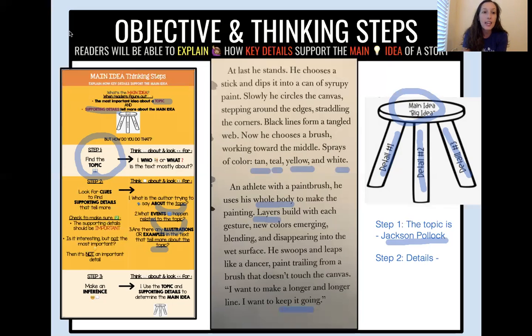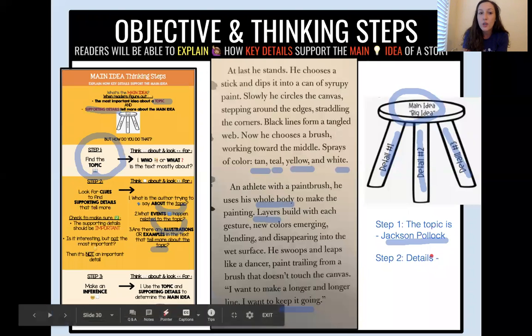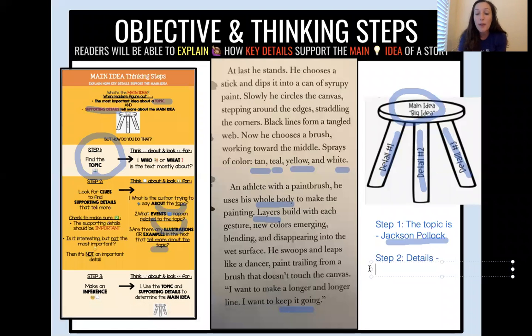So I can say here, for some of my supporting details, we need at least 2 or 3 supporting details. So some things that we highlighted or talked about are he uses a stick to paint. He uses a stick instead of a brush.